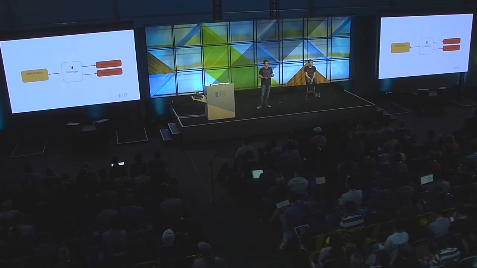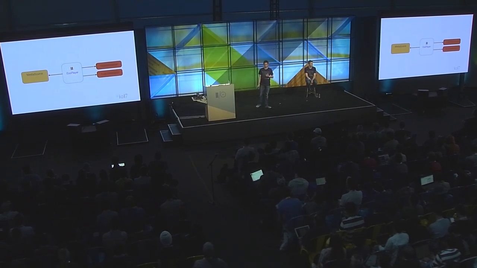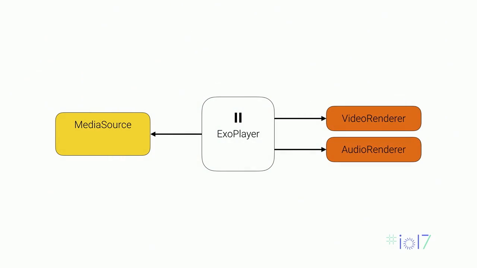Well, the first important component that we should mention are renderers. A renderer is responsible for rendering a single component of media. So a video renderer will decode and display just video, and an audio renderer similarly will decode and output just audio. And a real ExoPlayer instance will have additional renderers for things like text and metadata as well, but we're going to omit those from this diagram just for simplicity.